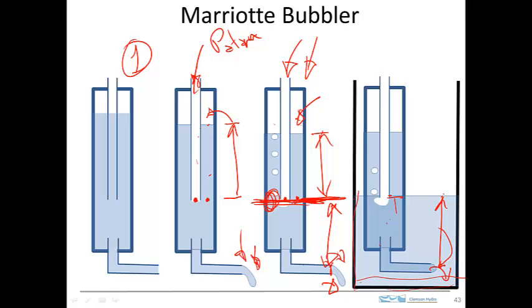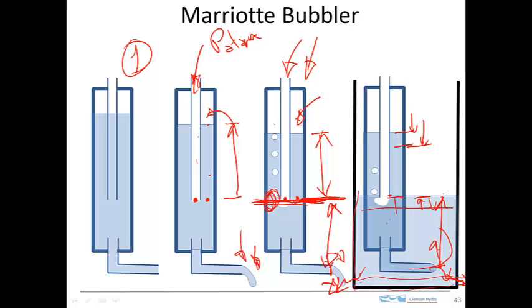But if this is a borehole, for example, and water will leak out of the borehole, then as the water leaks out, the water level will drop, and we'll have some water then flowing out of the Marriott bubbler to maintain the head constant. Okay, so we then look at the water level up here and watch it drop, and the rate at which it drops is the rate at which water is flowing out of the borehole.